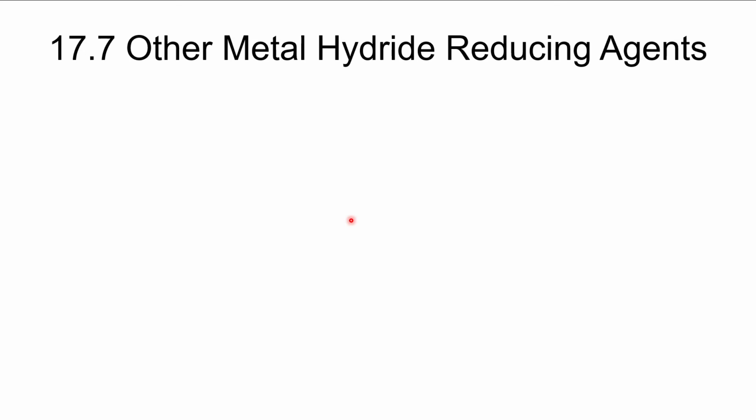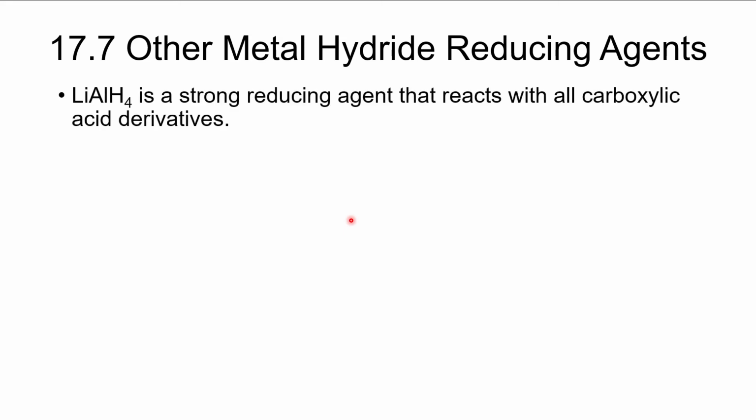All right, there are some other metal hydride reducing agents that we can use. As we mentioned, lithium aluminum hydride is the sledgehammer of reducing agents. It will reduce everything to an alcohol, well, except for amides, and we'll talk about that. So lithium aluminum hydride is a very, very strong reducing agent.